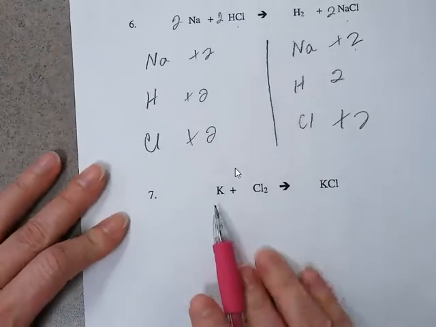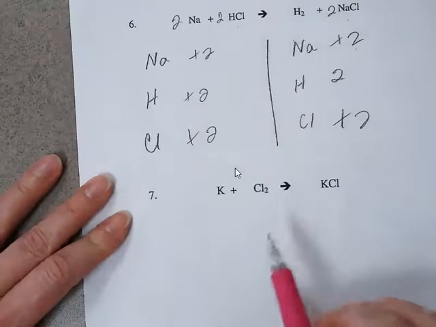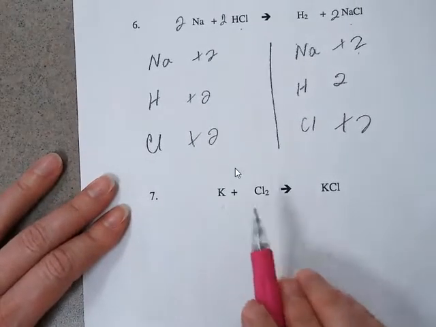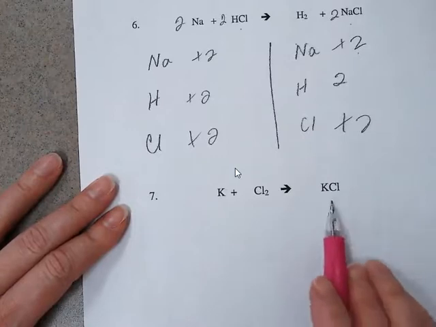All right. We got potassium. I'm going bonkers having to teach this way. This is not normal. All right. Potassium reacts with chlorine to produce potassium chloride.